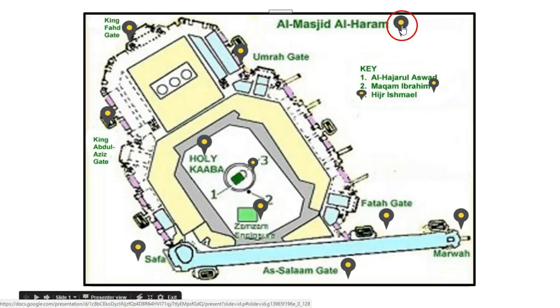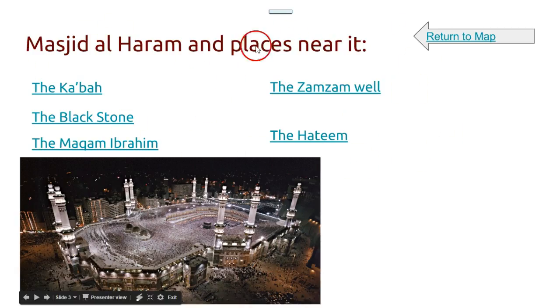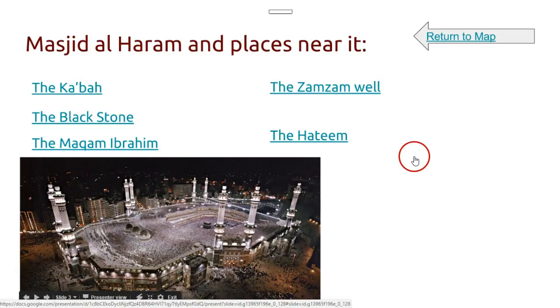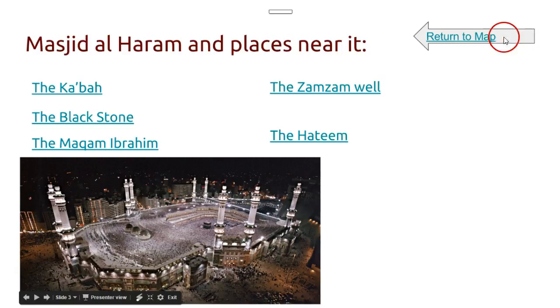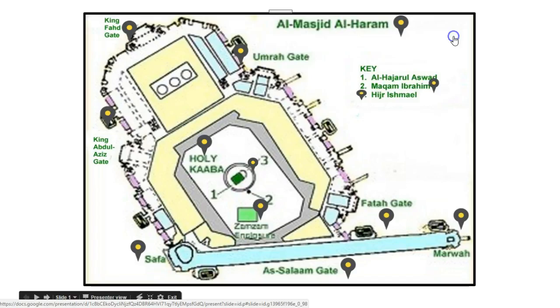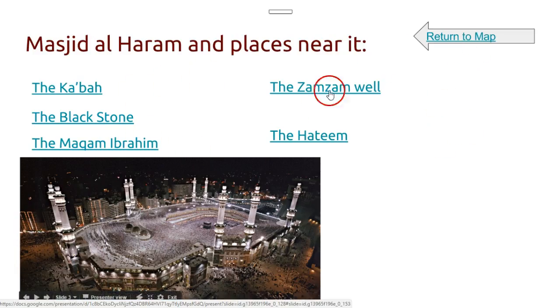So for example, if I click on Masjid al-Haram, it's going to take me to a page that's going to tell me more about Masjid al-Haram. Now, I also recommend that you use a return to the map arrow. So you can click on here, it returns you back to the map, and then someone can click on the next location that they're interested in.